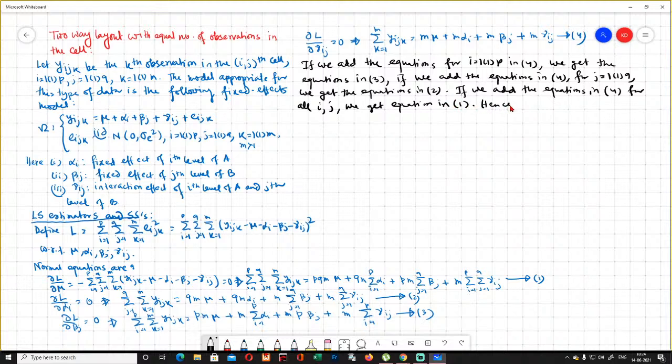Hence, the last set, that is equation 4 of pq equations, is the only set of linearly independent equations.